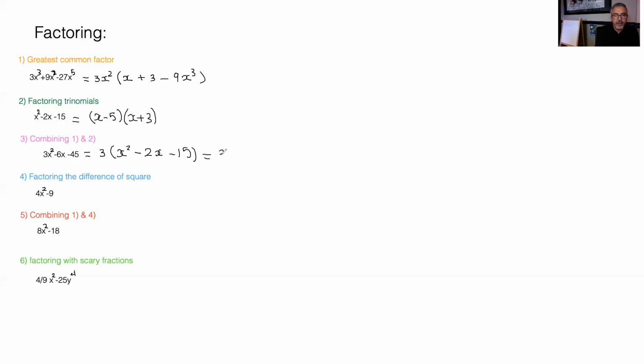And therefore, you carry your 3 through, and then this, I've done it already, so I'm just going to write the answer from the top: 3 times x minus 5 times x plus 3, and that's the answer.